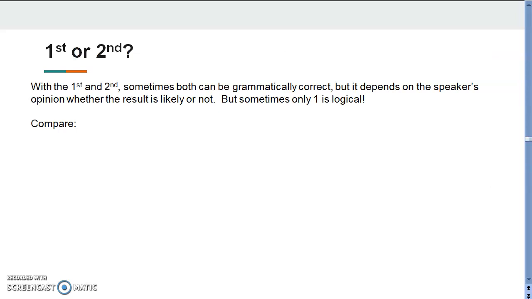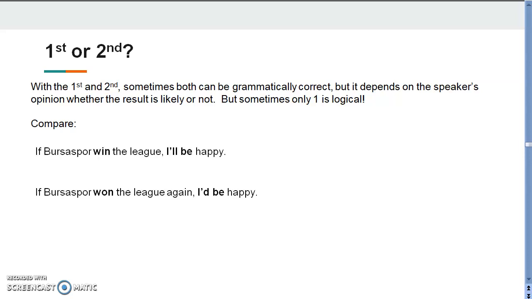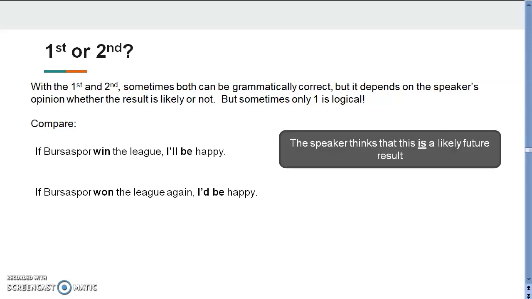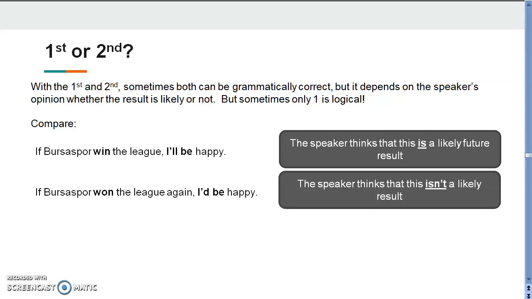Okay, so what about the first and second conditional sentences? Both can be grammatically correct, but it depends on the speaker's opinion. Is the result likely or is it imaginary? But sometimes only one option is actually logical. Compare these sentences. If Bursaspor win the league, I'll be happy. The speaker thinks it's likely. Maybe the speaker is a big fan of Bursaspor and thinks that great things will happen. But also it could be grammatically correct. If Bursaspor won the league again, I'd be happy. The speaker thinks it isn't a likely result, or it's less likely.